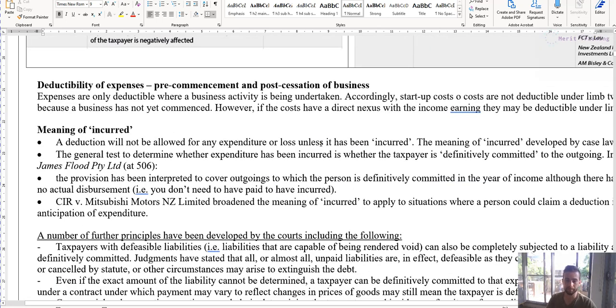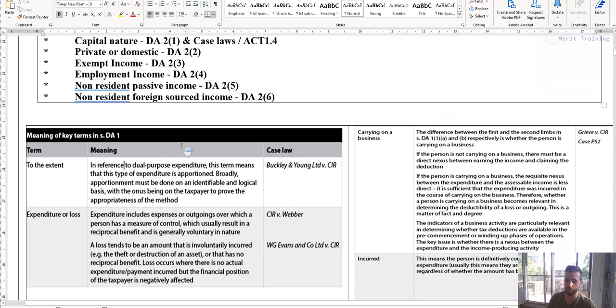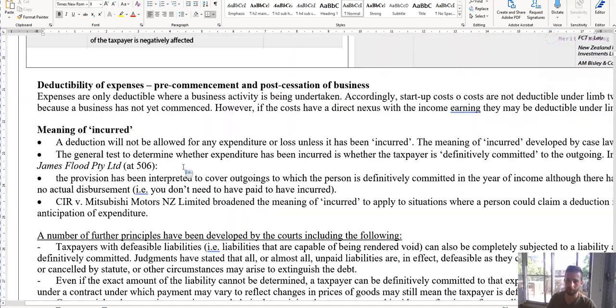So now what about timing? Obviously to get a deduction, it needs to be connected to assessable income, whether that's your own personal assessable income or if it's business income. But there needs to be a connection, right? So I gave the example of accounting fees versus your business income.